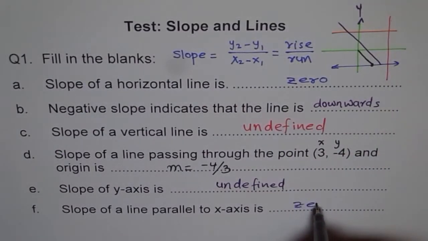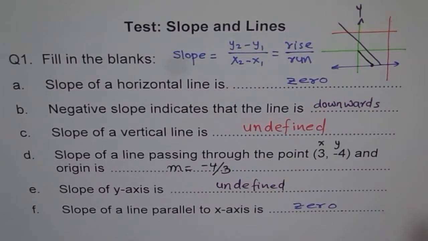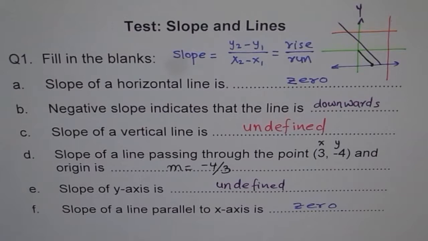So this is 0. I hope you understand all these things, and now you get a fairly good idea of slopes of lines. Thank you. Let's move on to question number 2.